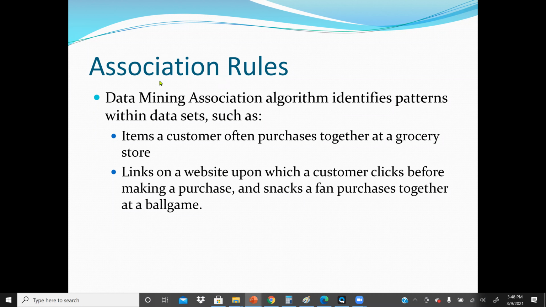So first, we start with association rules. A data mining association algorithm normally identifies patterns in data sets. For example, items a customer often purchases together at a grocery store, or links on a website upon which a customer clicks before making a purchase, or snacks a fan purchases together at a ball game. So again, the goal of association rules is to find patterns in a data set.